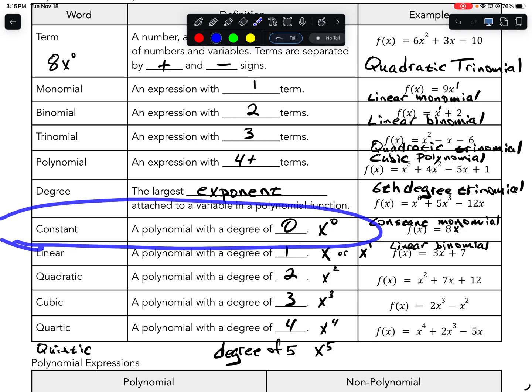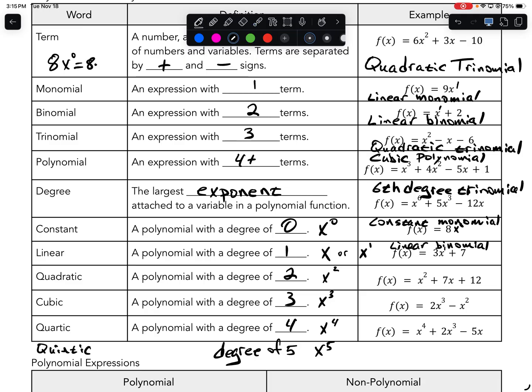So now, how'd you know? Wouldn't it be the same thing as if you plugged in x to the 1? So if I have x to the 0, what that means is... Oh, wait, I get it. 8 times 1, right? So that's why it's just 8. So it's like a trick question, kind of, except I'm telling you ahead of time.